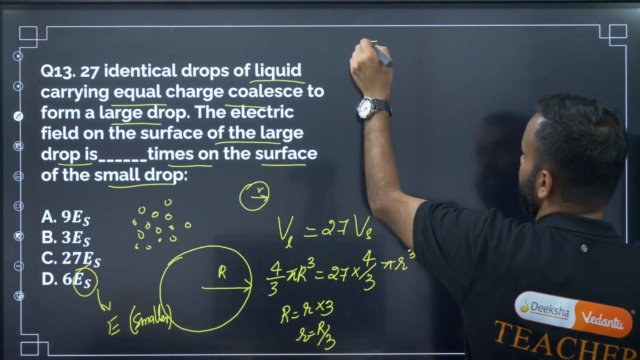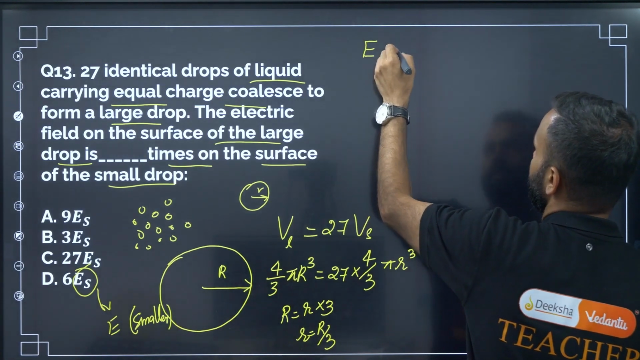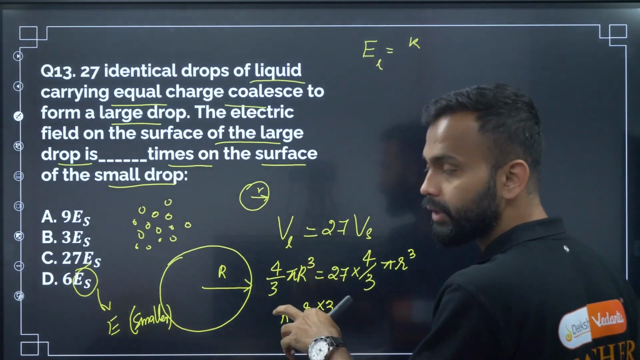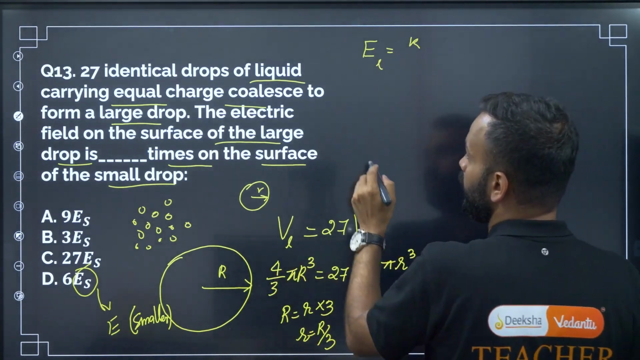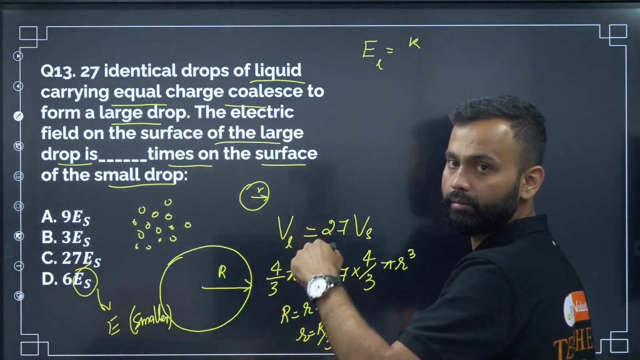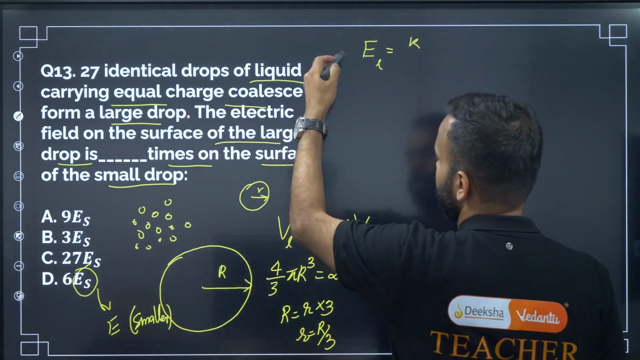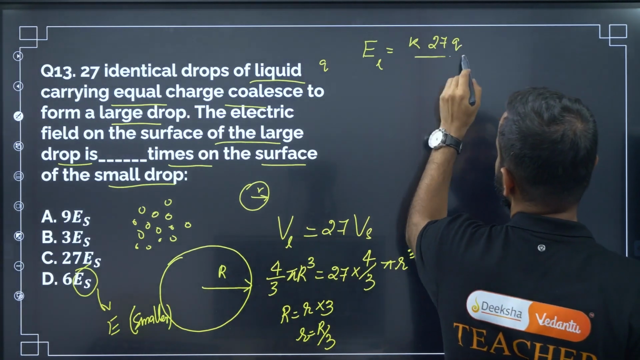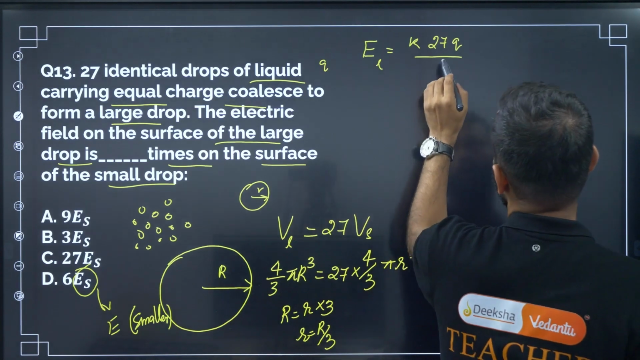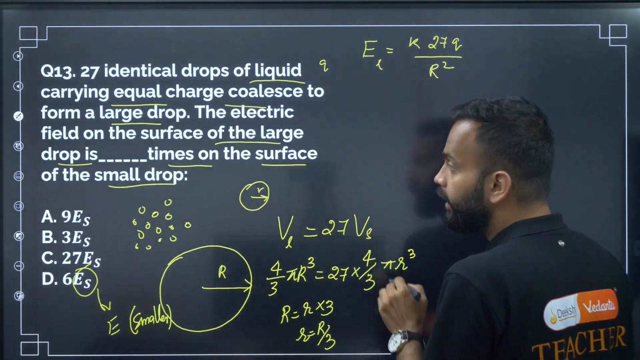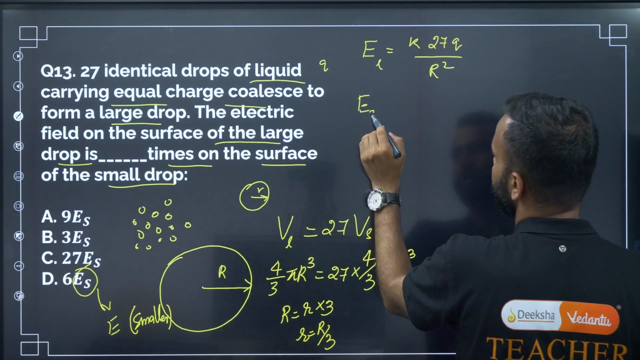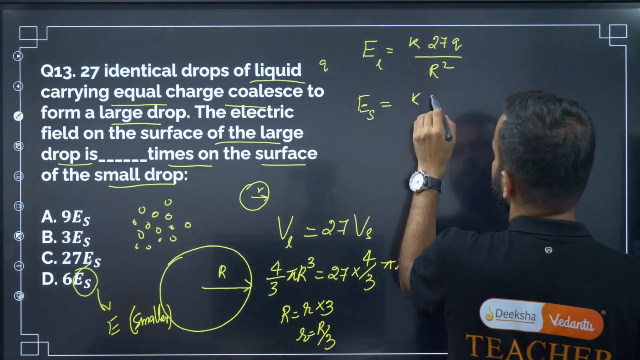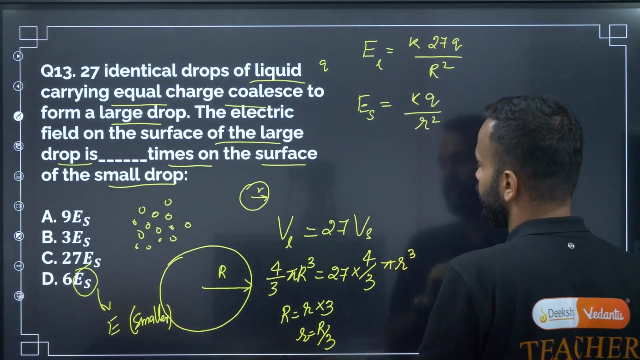Now what is the electric field on the larger drop? El is equal to K into the total charge. The total charge is 27 times Q, where Q is the charge on a single smaller drop. So El is K into 27 Q divided by capital R square. Es is the electric field on the surface of the small drop, which is equal to K into Q divided by small r square.